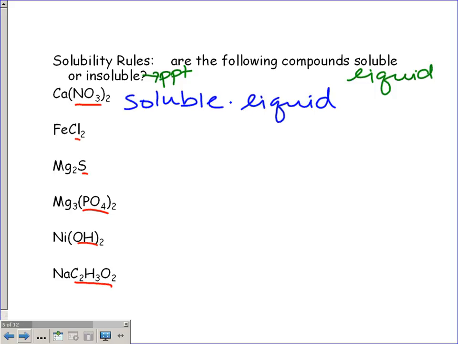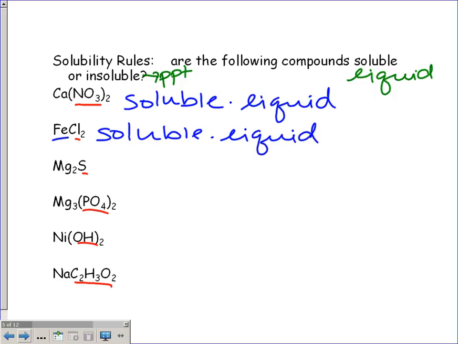FeCl2, iron chloride. I'm going to find chloride under one of my columns. And I'm going to find chloride in the second bullet under soluble. All chlorides, bromides, and iodides except silver, lead, or mercury. Well, this is iron. Iron's not an exception, so iron chloride is soluble, meaning that it stays as a liquid. It is not our precipitate.